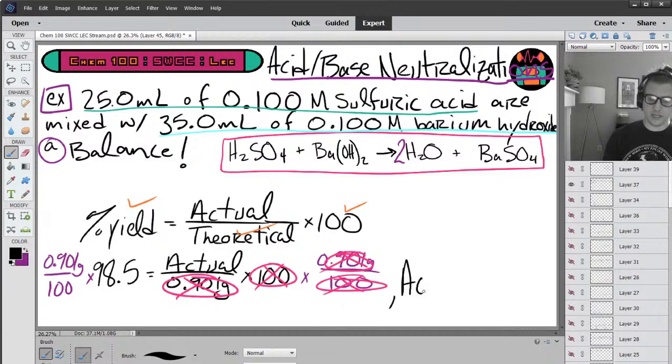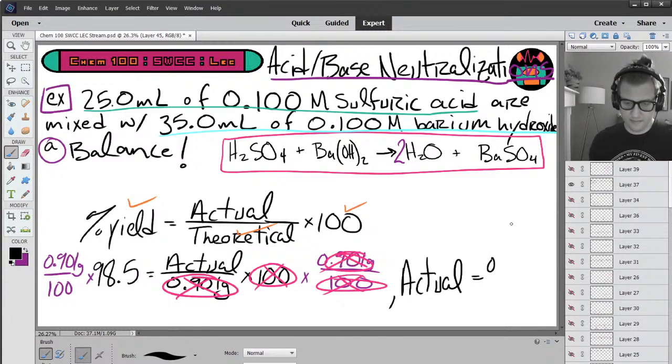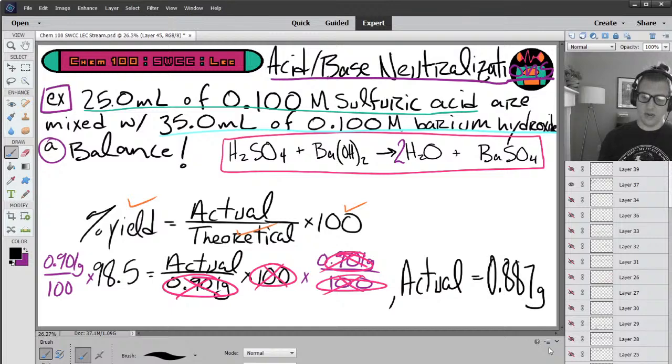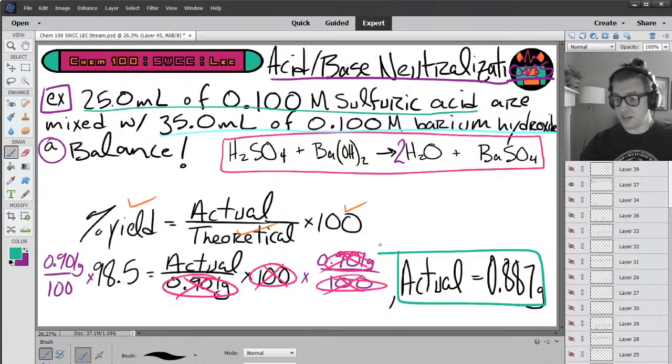This gives us our actual yield of, let's see. Let's actually calculate that. We have 0.901 times 98.5 divided by 100. Gives us an actual yield of, it's the ugliest 8 I've ever drawn, 0.887 grams. That is an actual yield.